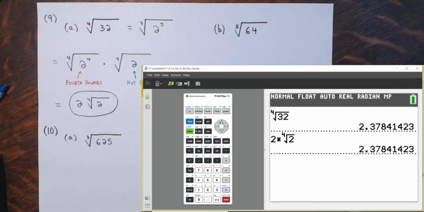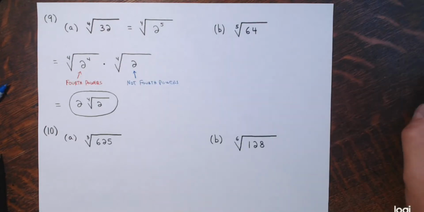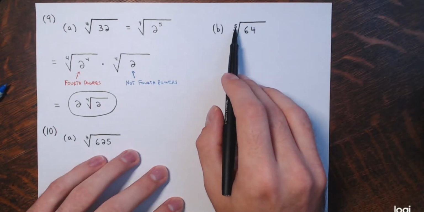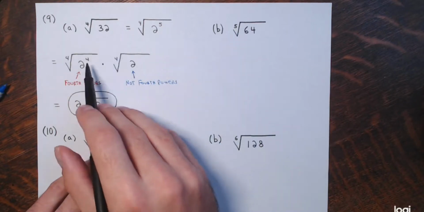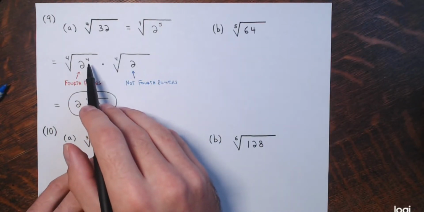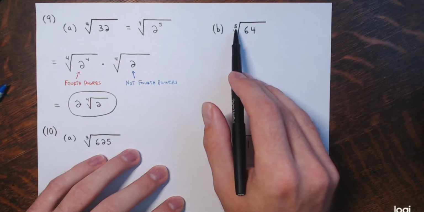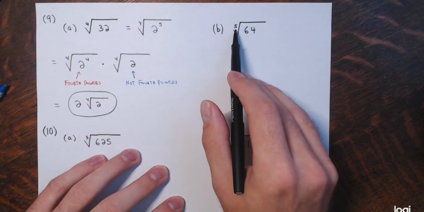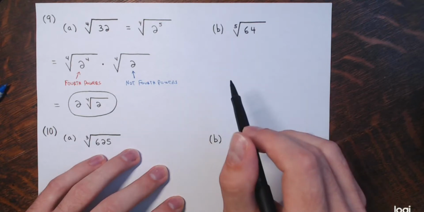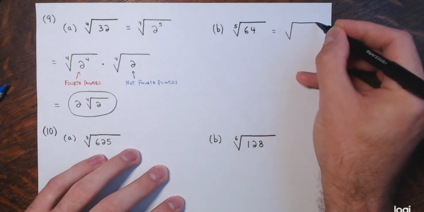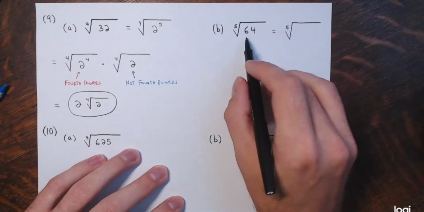Alright. So next one. Pay attention. 9 part B. Remember, there I was looking for fourth powers. Powers that were multiples of 4. Here, I'm looking for fifth powers, right? Powers that are multiples of 5, 10, 15, 20, and so on. So it's the fifth root of 64. So just like all the others, the first thing I'm doing is factoring the radicand completely.